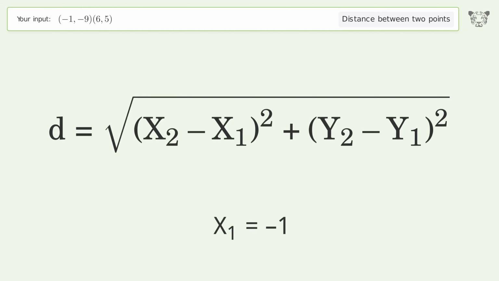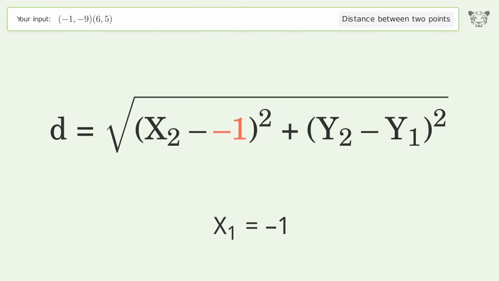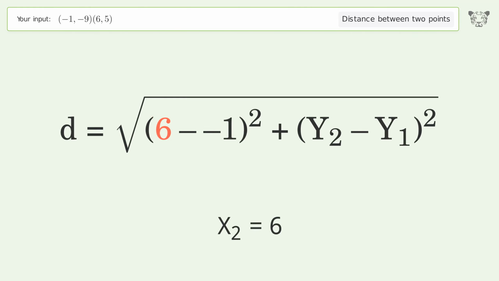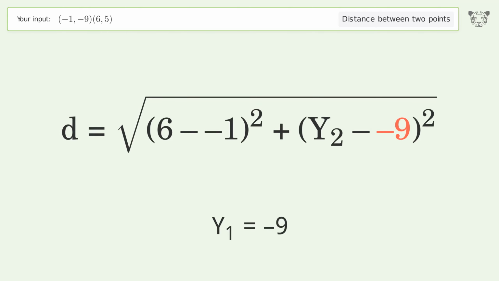x1 equals -1. x2 equals 6. y1 equals -9. y2 equals 5.